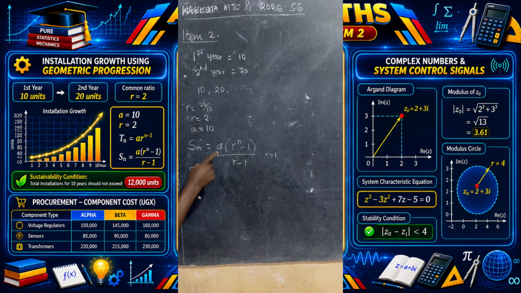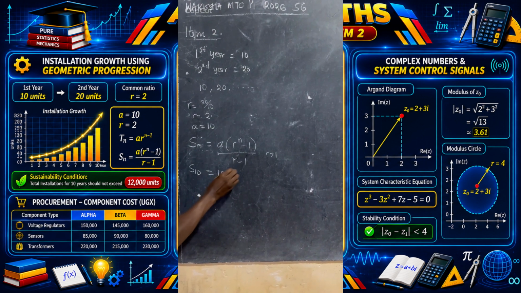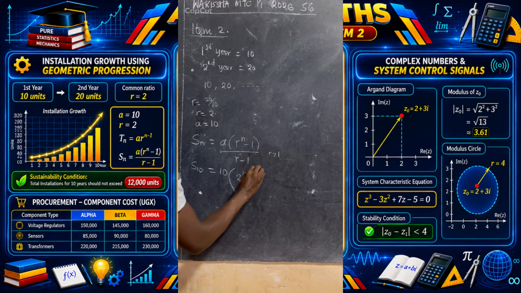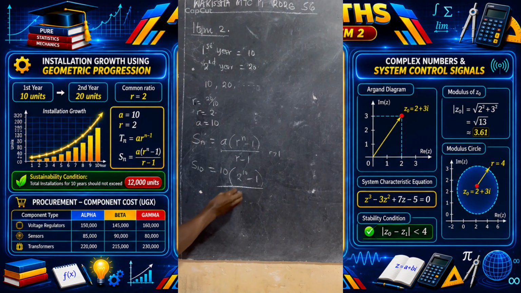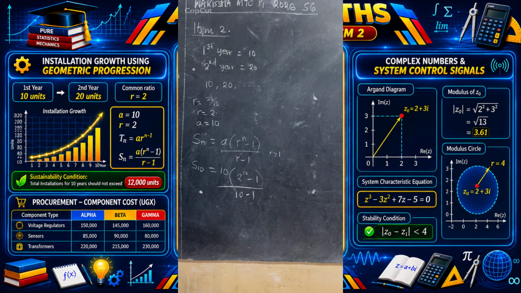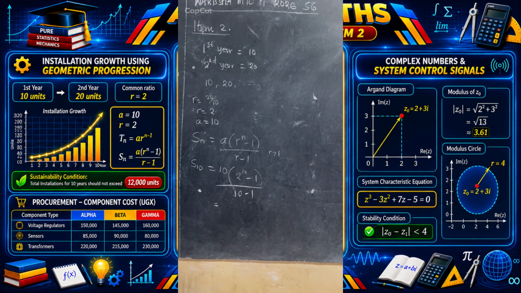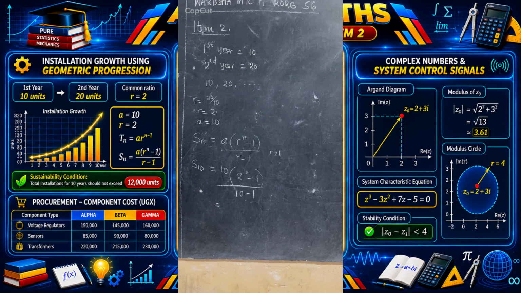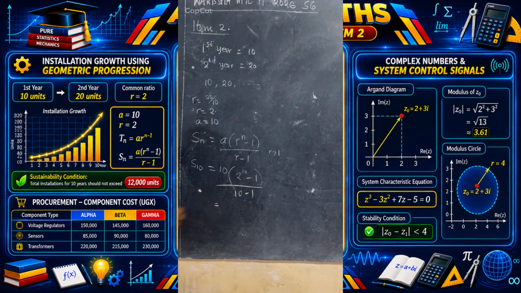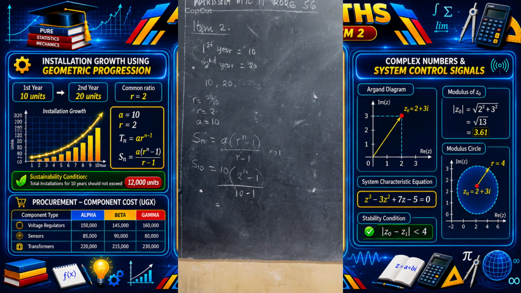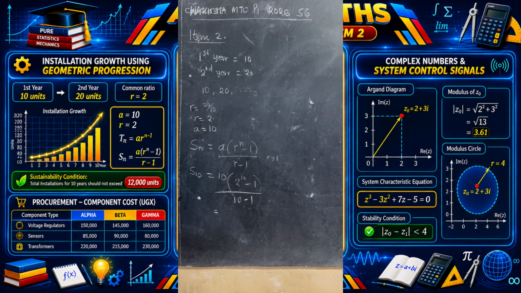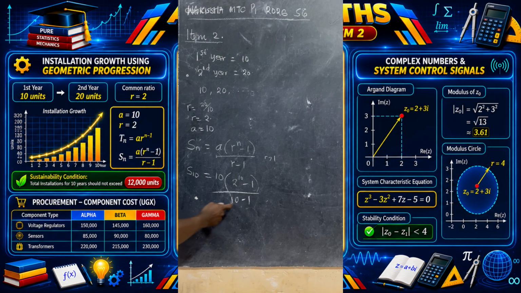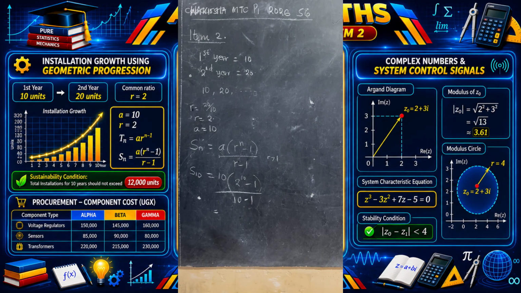S, there are 10 years. My first term is the 10 units, into the common ratio, which is 2, to the power 10 minus 1, over 2 minus 1. This formula can be proved. Then you just need to use your calculator and simplify to get the necessary answers. I'll start with this one, 2 to the power 10, which is 1024.